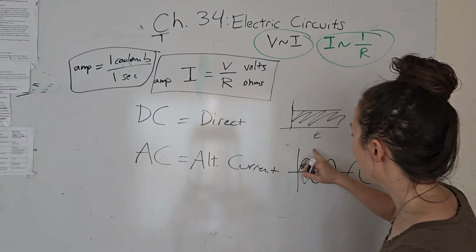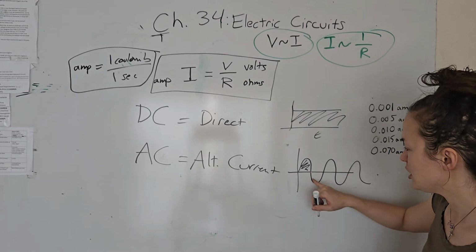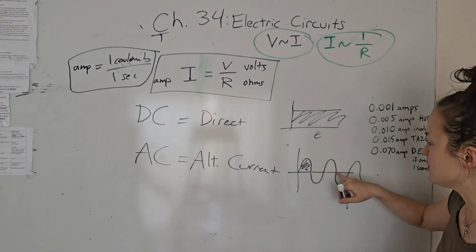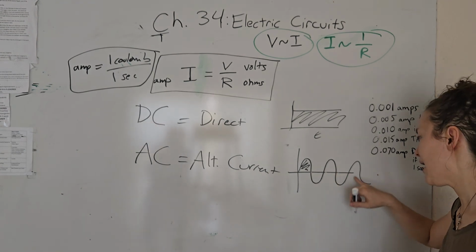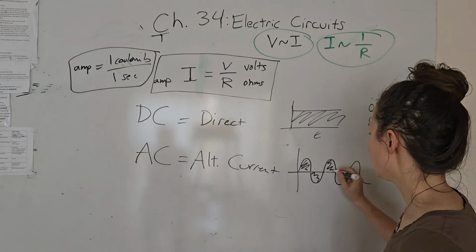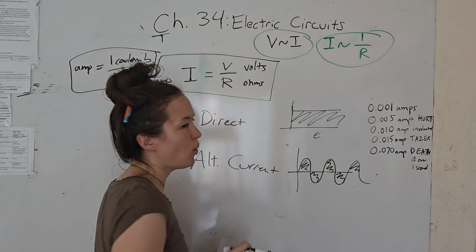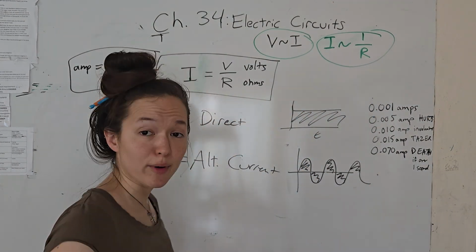That's the electron moving forward, then coming back to its original position, and moving backwards, and then coming back to its original position, moving forwards. So this is what alternating current looks more like. Now, most devices want direct current. Alternating current is cheaper. That's why we do it.